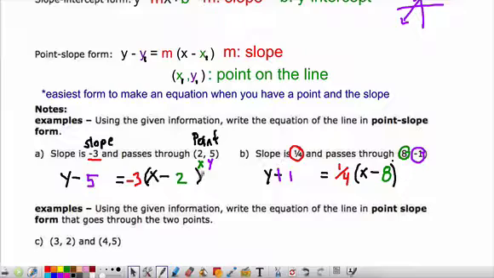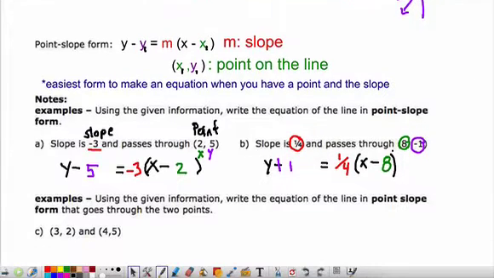All right, that's all there is to it. I should have maybe moved that a little bit closer, but that's our equation in point-slope form.